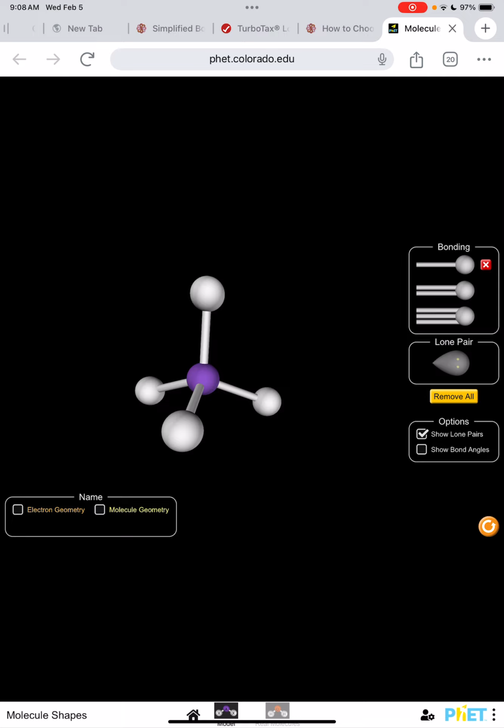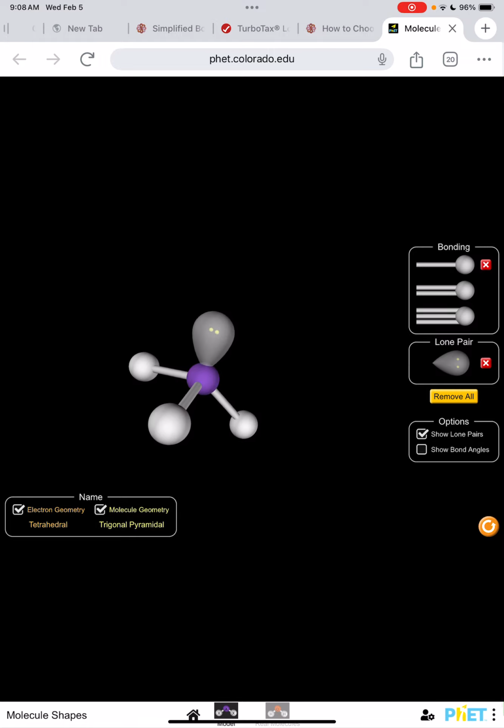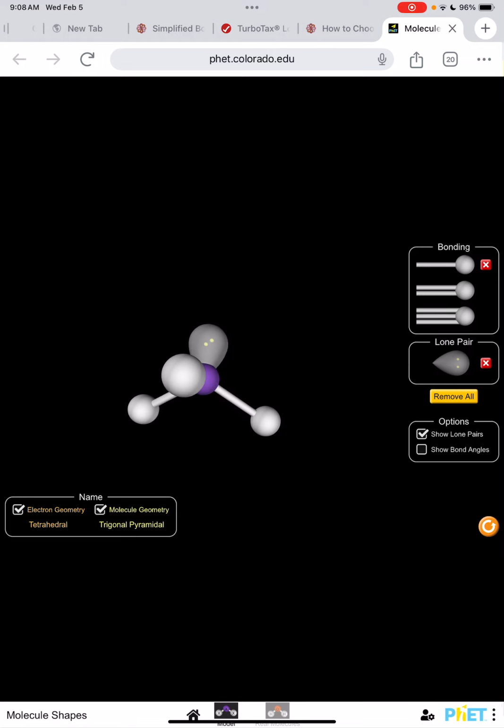Okay. So the name that we give this when there's 4 groups, whether they're bonds or lone pairs, surrounding the central atom, we call this tetrahedral. Okay, that's the electron geometry. The molecular geometry in this instance is also called tetrahedral because remember, any time that the electron pair groups surrounding that central atom are all bonds, then the electron geometry and the molecular geometry names should match.